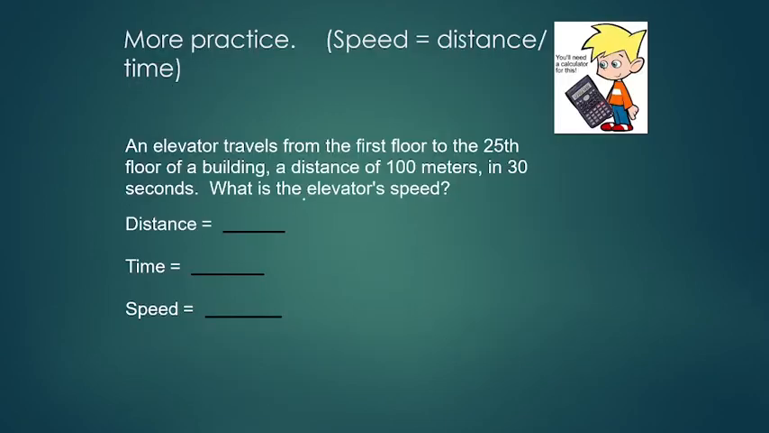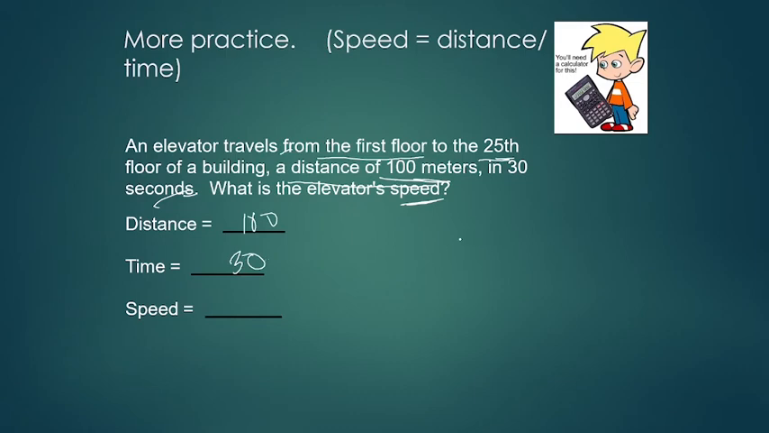Let us take another example here. We have an elevator, means lift, which travels from first floor to 25th floor of the building, and it travels a distance of 100 meters in 30 seconds. How many seconds? 30 seconds. So what we have to find? We have to find the speed of the elevator. So distance given here is how much? 100 meters exactly. What is time? Time is 30 seconds.